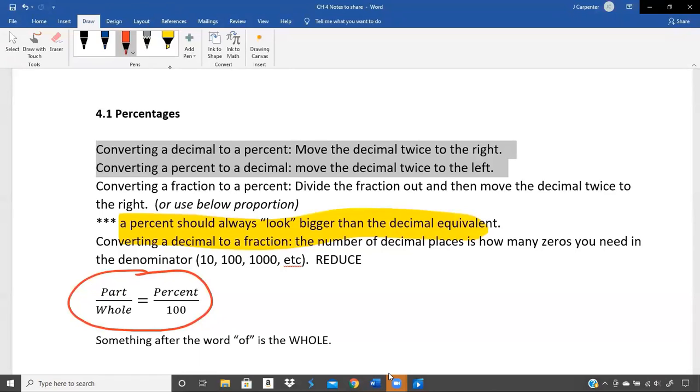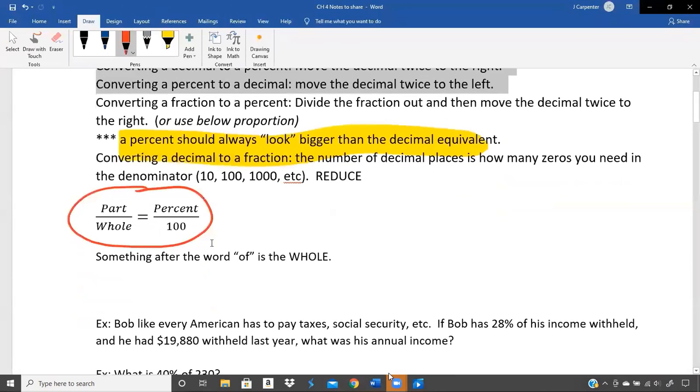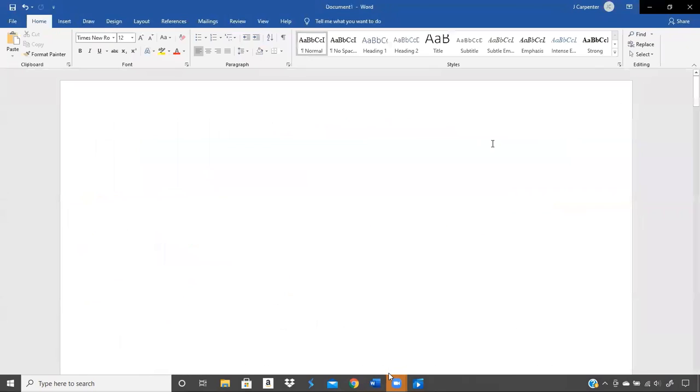So part goes in the top, whole goes in the bottom, and then it's percent over 100. We're just scaling some part to whole relationship to 100. The portion of people who are numerate enough at math to work in a car factory out of all of them, you know, something like that. We talked about that way back in the beginning of the semester. Okay, so part over whole equals percent over 100.